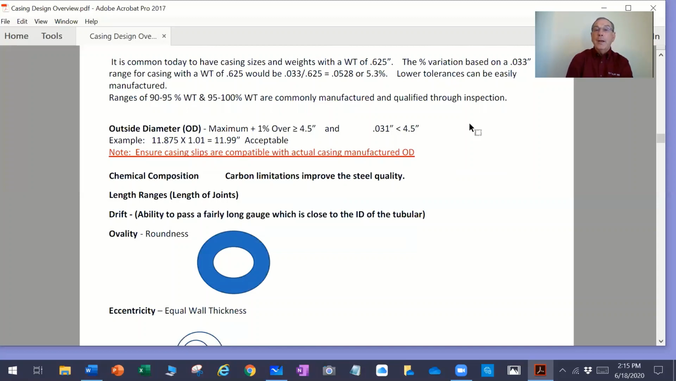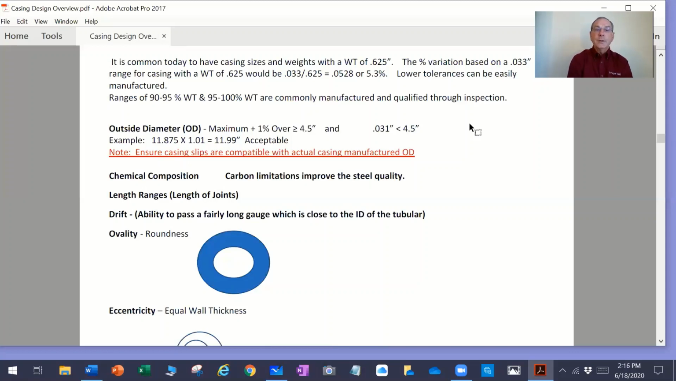But something you need to be aware of, if you got casing and it has been manufactured to the high side of API acceptability, then you need to ensure that your casing slips are compatible with the actual casing manufactured OD. It's always a good thing, at the beginning of starting a well, to go caliper some of the joints that you're going to be utilizing and pick out some joints. Make sure your casing slips are compatible with the actual casing sizes that have been delivered for your well.